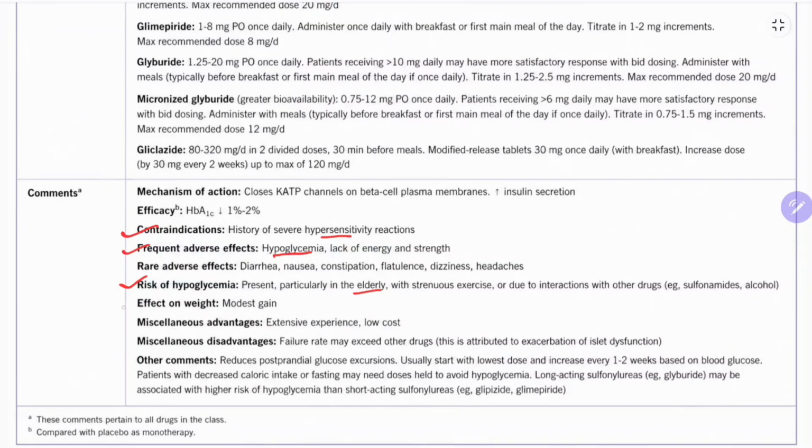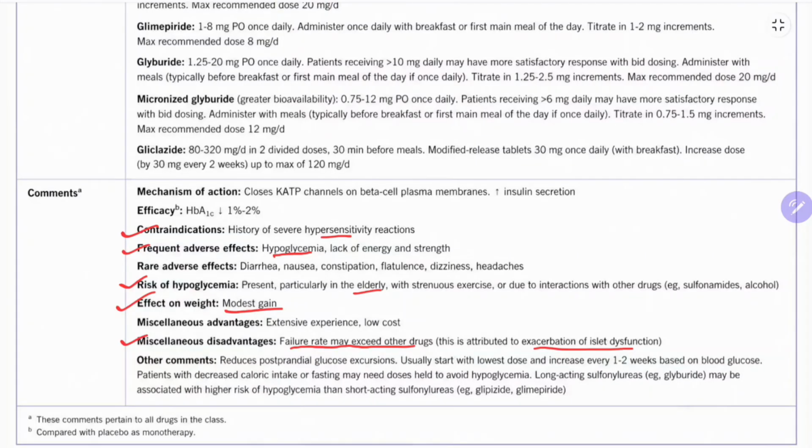And this is also important. They cause weight gain. So in a patient who is already obese, try to avoid sulfonylureas. Miscellaneous disadvantages: failure rate may exceed other drugs. That is important. This is attributed to exacerbation of islet cell dysfunction.